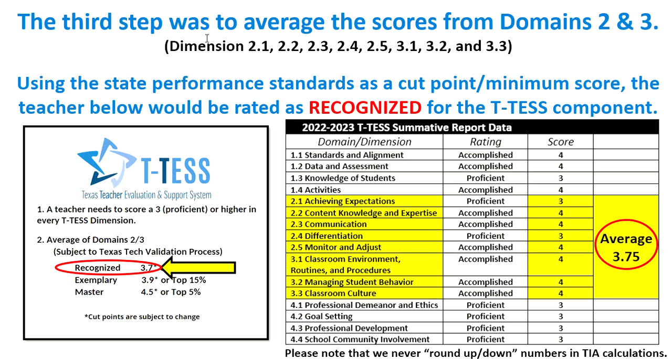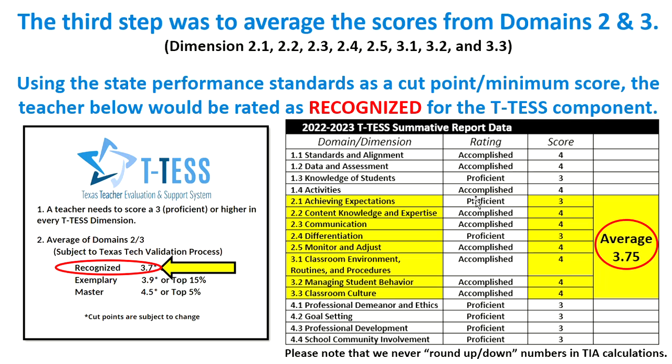The third step was to average the scores from domains 2 and 3. That means we got the scores from dimension 2.1, 2.2, 2.3, 2.4, 2.5, 3.1, 3.2, and 3.3 and averaged them out.